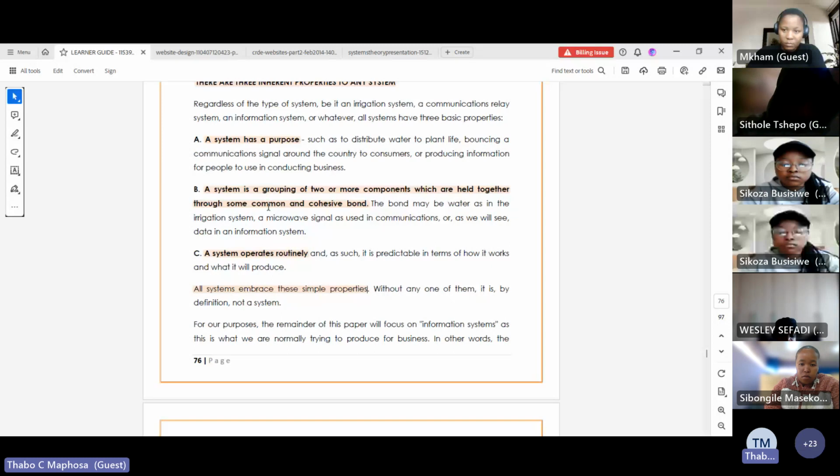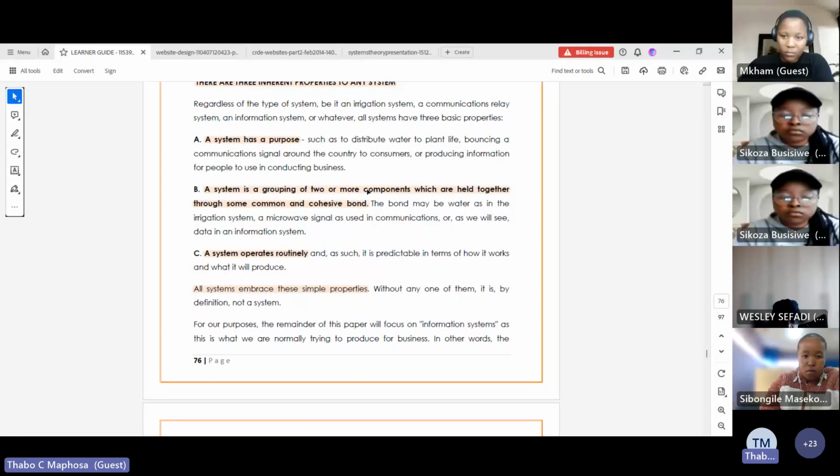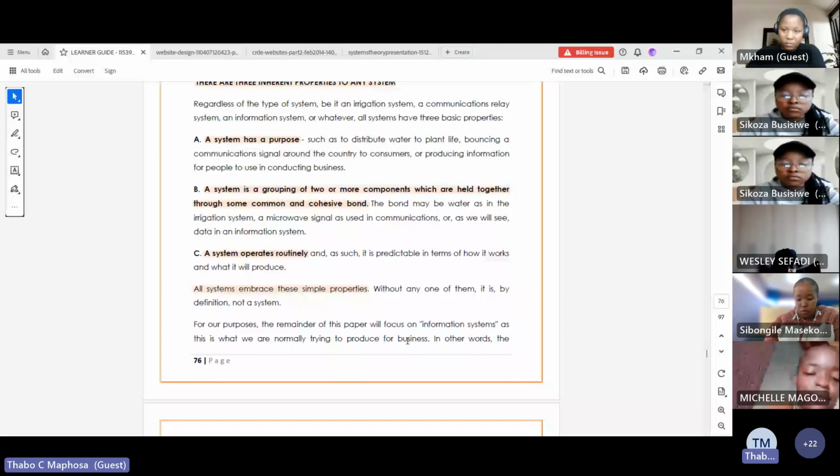So if a system does not have a purpose, if a system does not consist of two or more components that have the same goal, if the system is not operating routinely or in a systematic kind of way, then it is not a system. See? Now, for our purposes, the remainder of this paper will focus on information systems. So that's what we need to focus on, information systems.